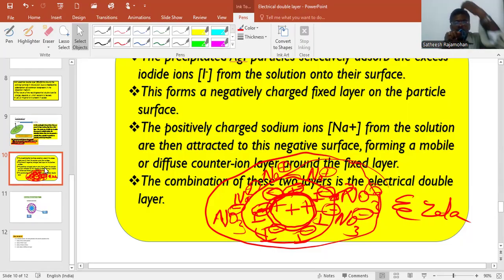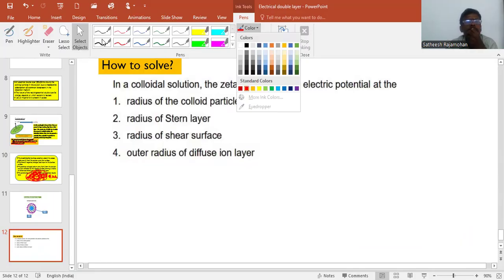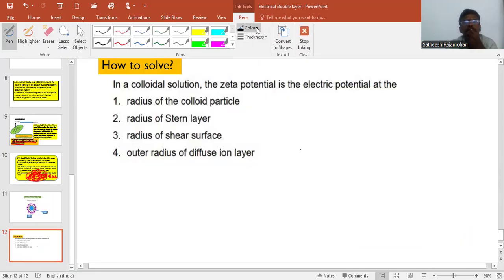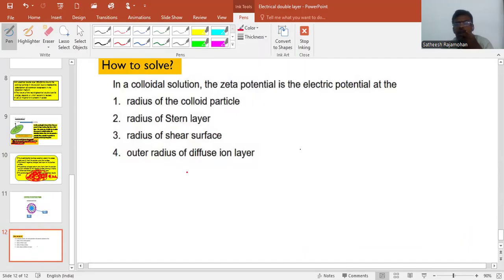Another important thing. Yesterday while I was preparing the slide for this, I came across a question from the CSIR examination. This question was asked in CSIR June 2025.